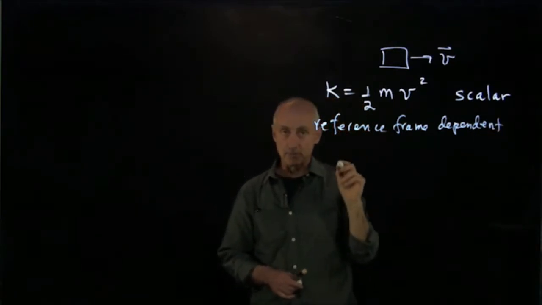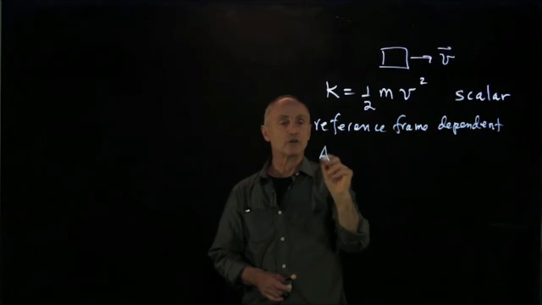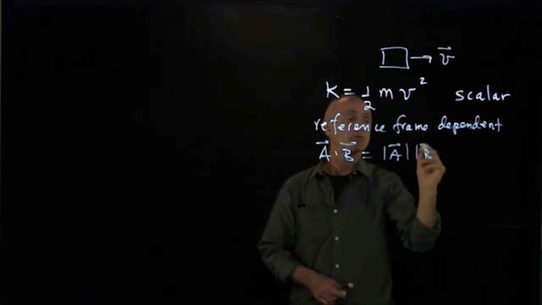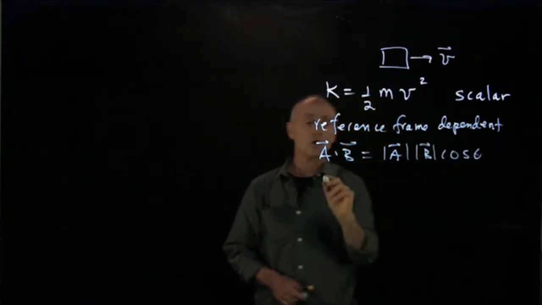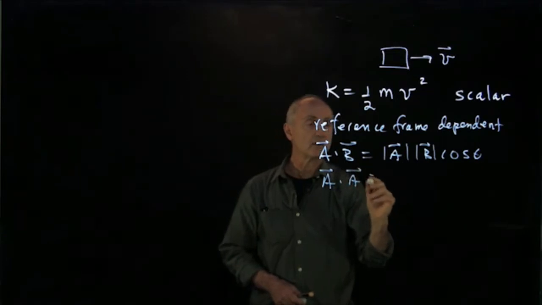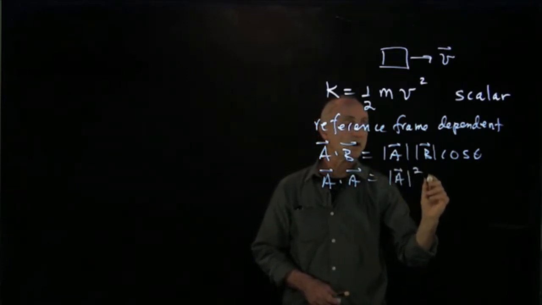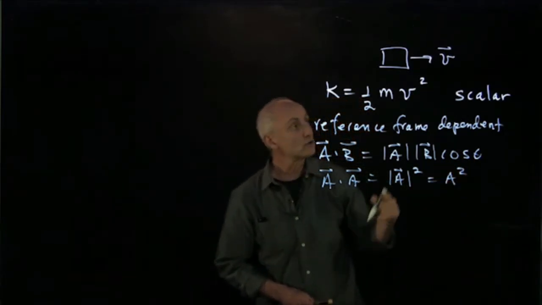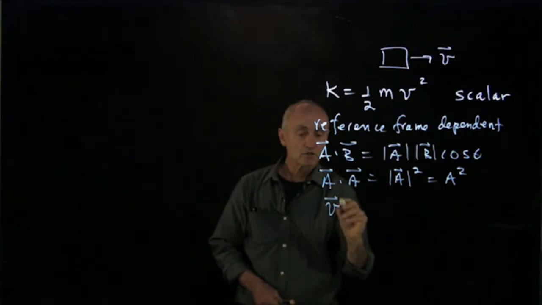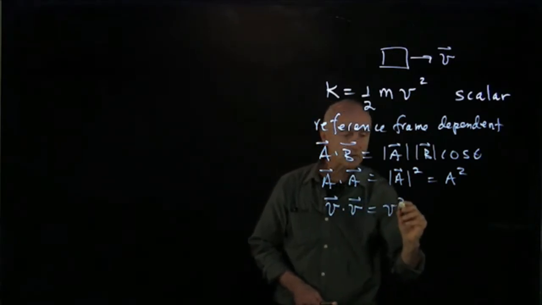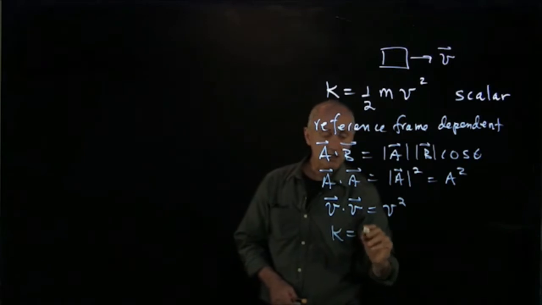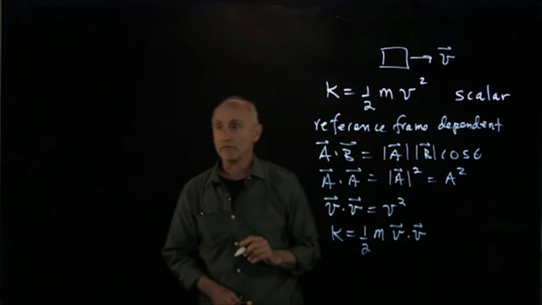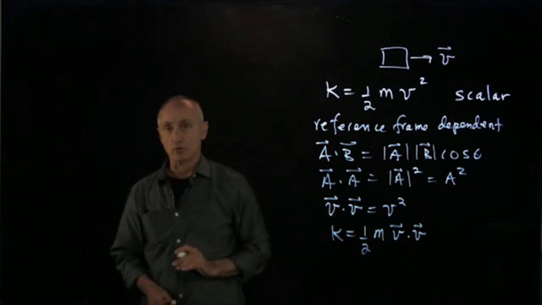Now, one thing to keep in mind is that, remember our definition of scalar product. A dot B is the magnitude of A, the magnitude of B times cosine of theta. So a vector dotted into itself is just the magnitude of A squared, which we can just write as A squared because the angle is 0. So here we have a v squared. So the dot product v dot v, v squared, enables us to write kinetic energy as 1/2 m v dot v. And we see our first example of a scalar product describing a physical quantity.